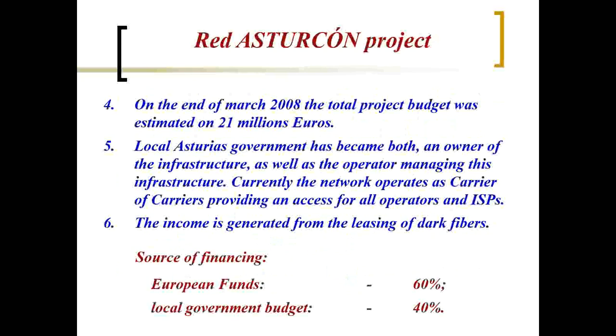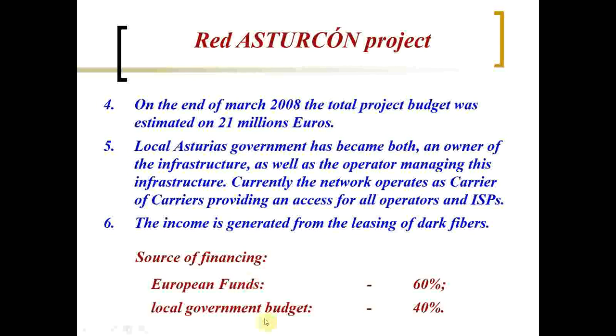At the end of March 2008, the total project budget was estimated at 21 million euros. The local Asturias government has become both an owner of the infrastructure as well as the operator managing this infrastructure. Currently, the network operates as a carrier of carriers, providing access for all operators and local internet service providers. The income is generated from the leasing of dark fibers by the owner.